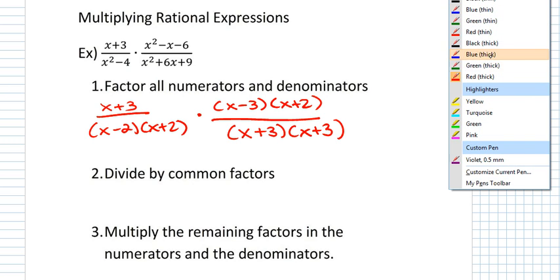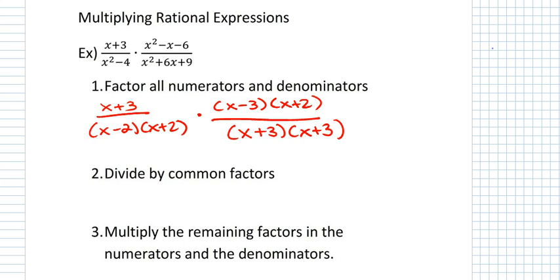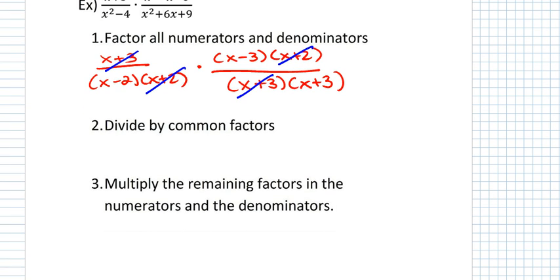So then you can cancel out what they have in common. And remember, you can cancel up and down or side to side, so I can cancel diagonally. So I crossed out the x plus 3's diagonally, and the x plus 2's, and that's it. There's nothing I can do up and down. So I'm basically going to leave the remaining factors there. I just multiply across, so the top is x minus 3, and the bottom is x minus 2 times x plus 3. I do not have to FOIL it out.